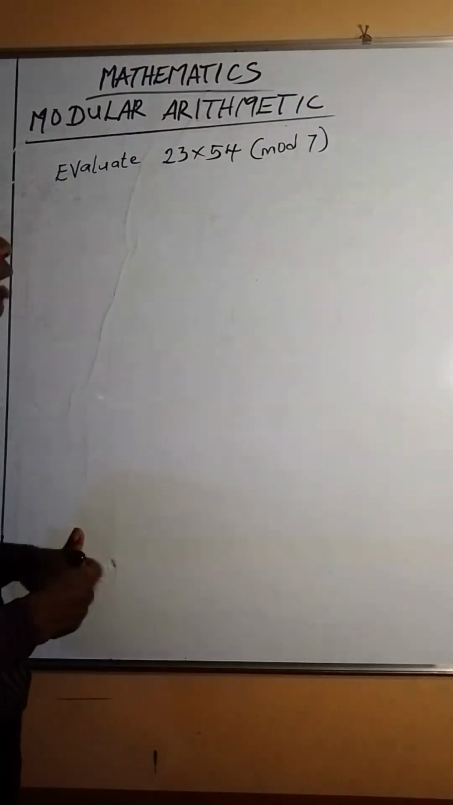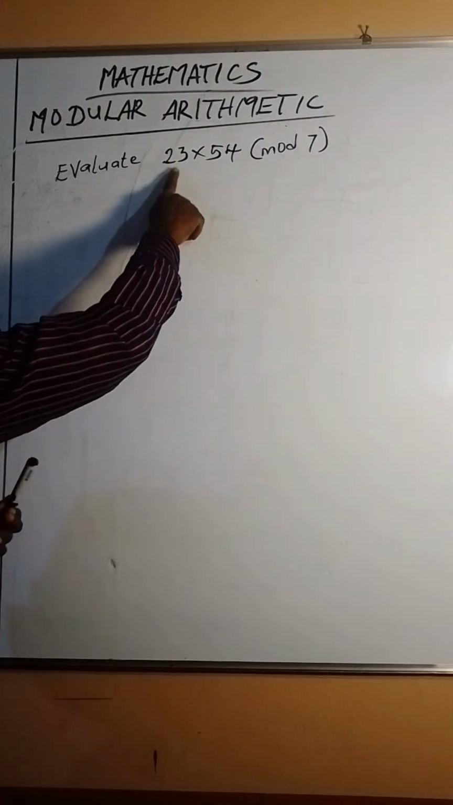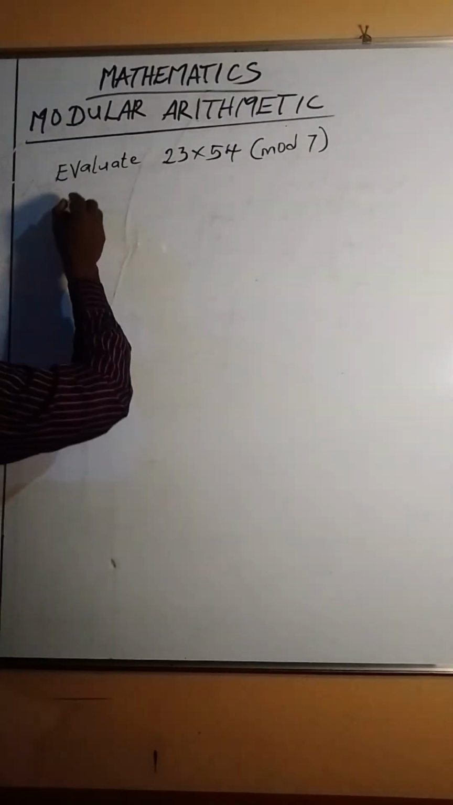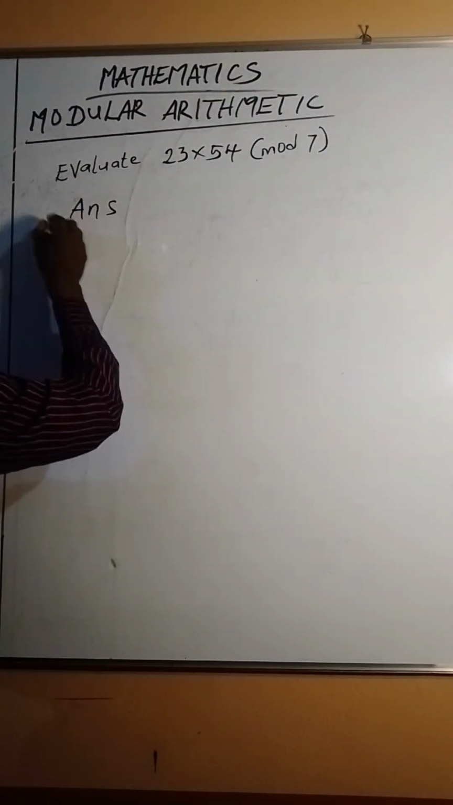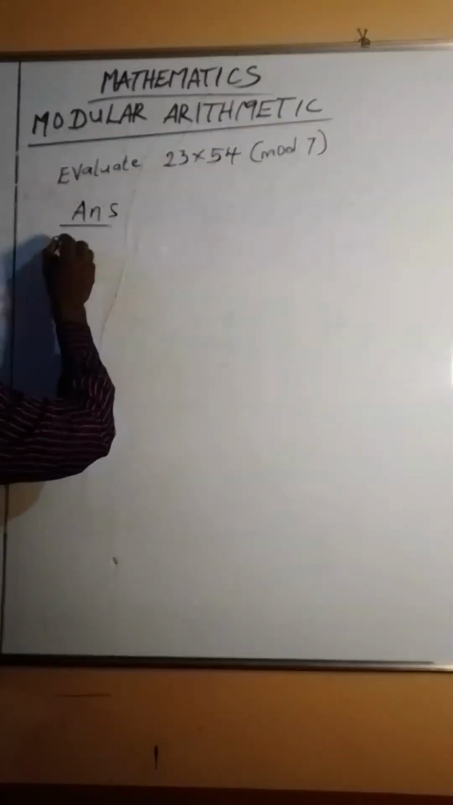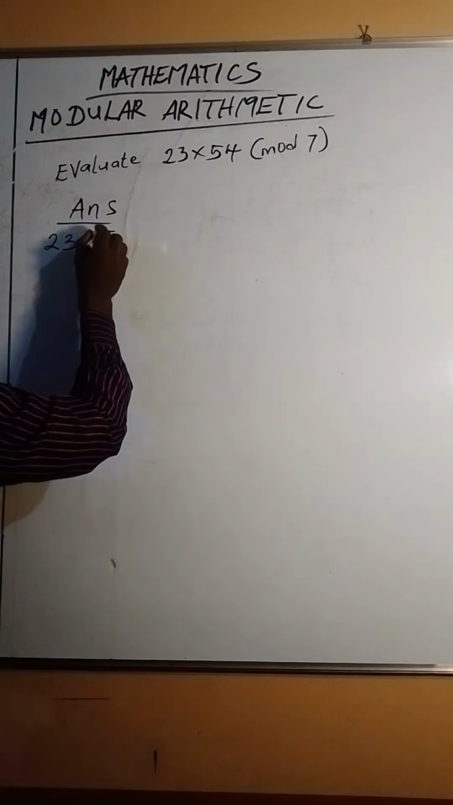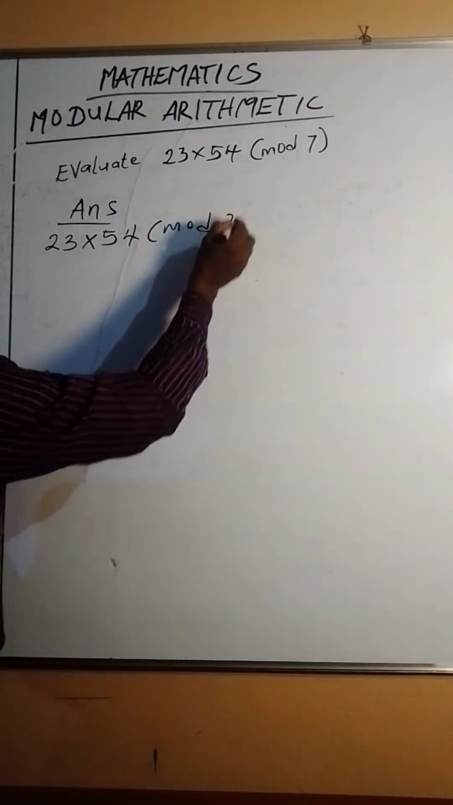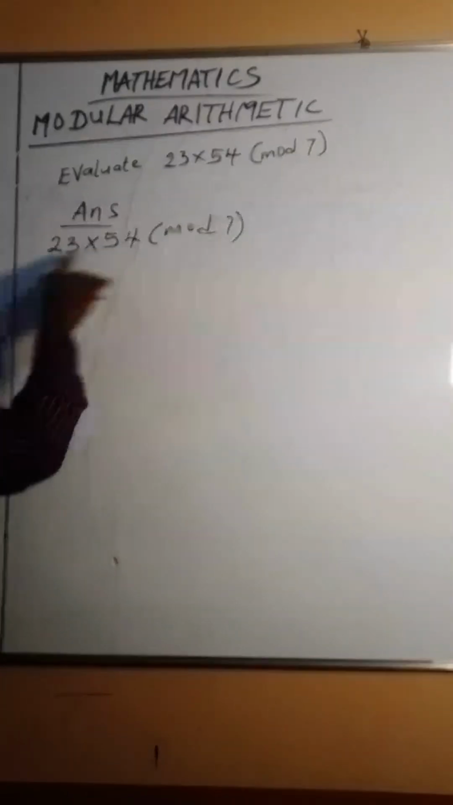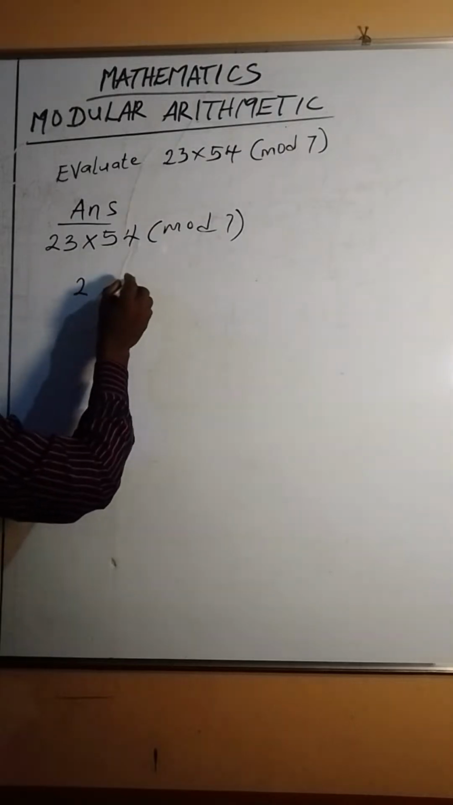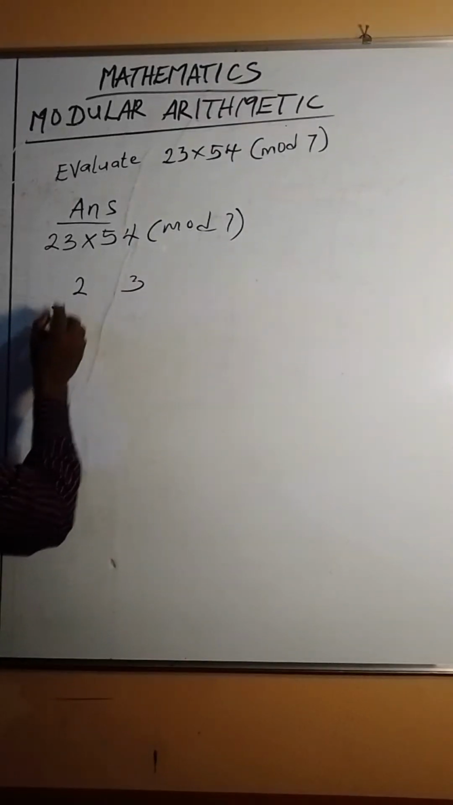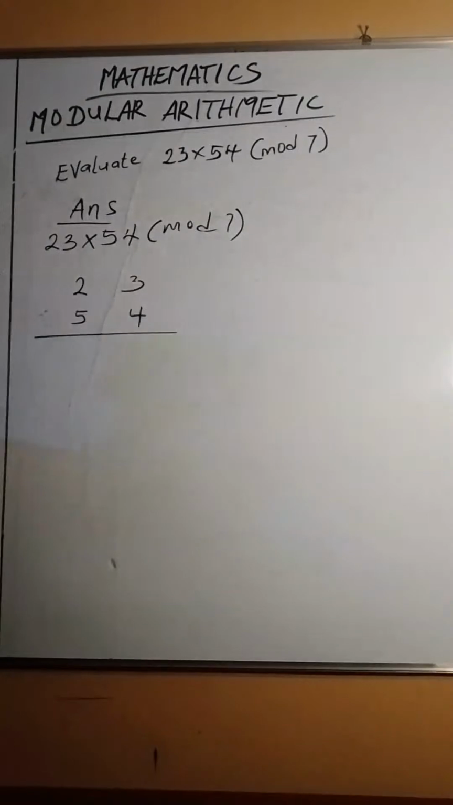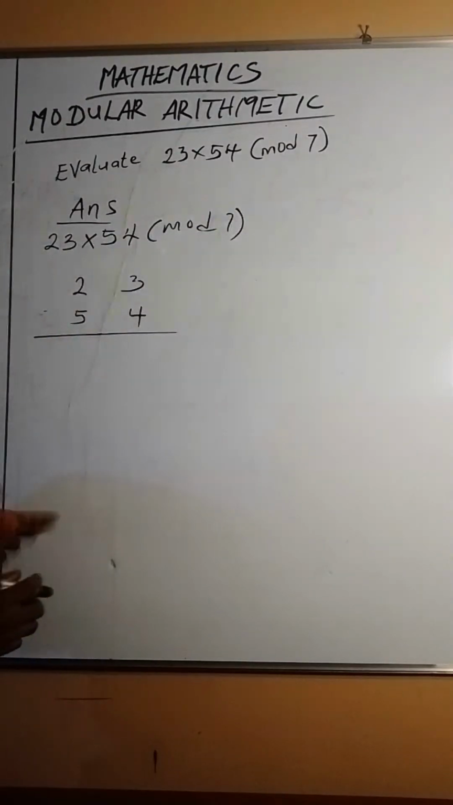So now we are to evaluate 23 times 54 in mode 7. So we are going to multiply. This is 23 times 54 in mode 7. So what we do is multiply these two. We have 23 here, then multiplied by 54, just like our usual way of multiplying. That's what we're going to do.